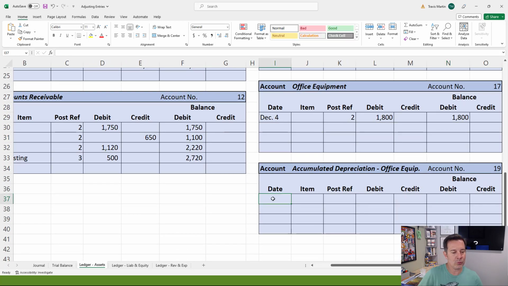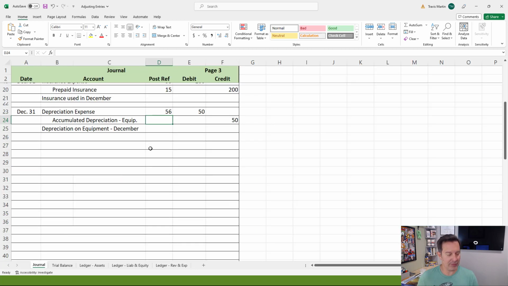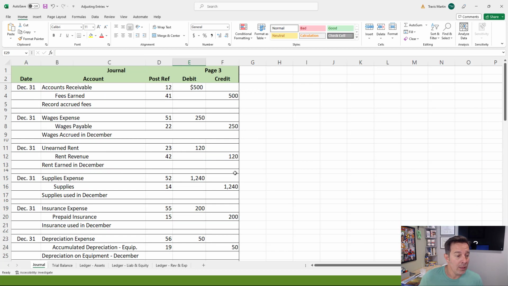We're going to date December 31. And we have a $50 credit. Book value would be $1,750 on that office equipment. $1,800 minus our $50 in accumulated depreciation. So that was account number 19. We've posted all of the adjusting entries to their respective ledger balances. And now we are done.